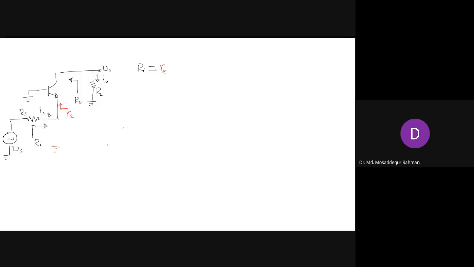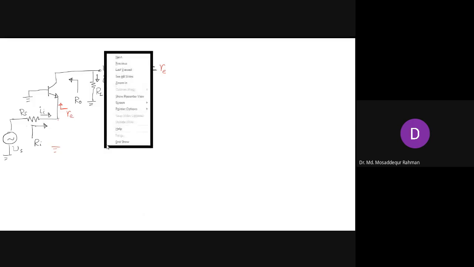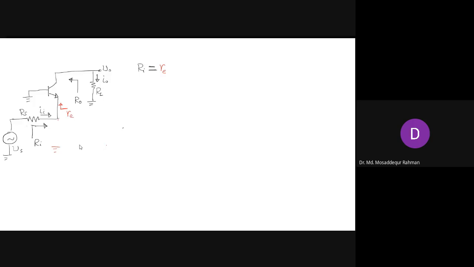And what's the output resistance? R naught, what is the output resistance? Sir, R naught, and then a complicated term, I think. Then a complicated term. How complicated?